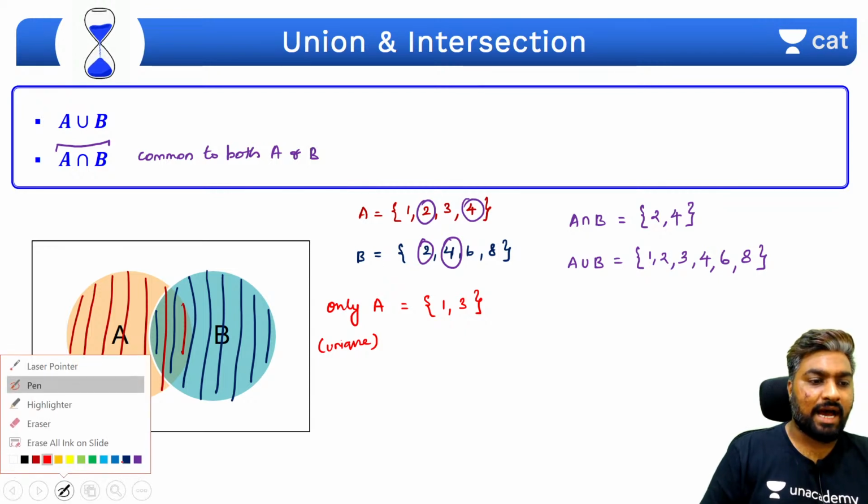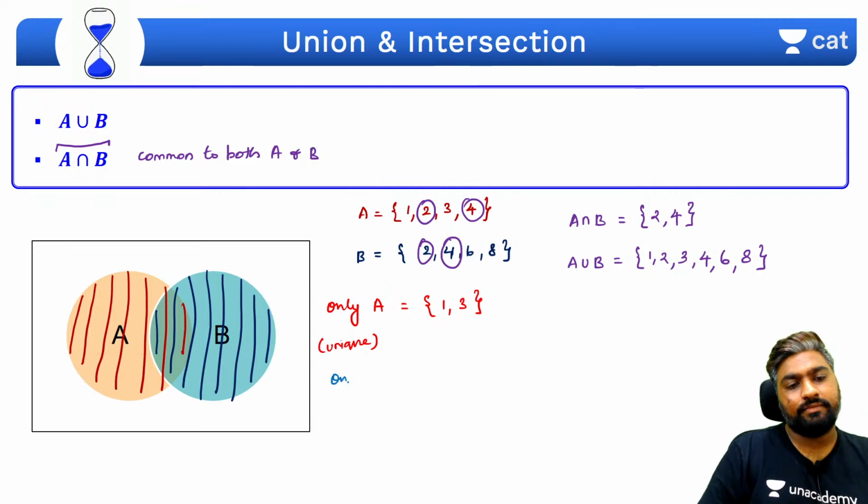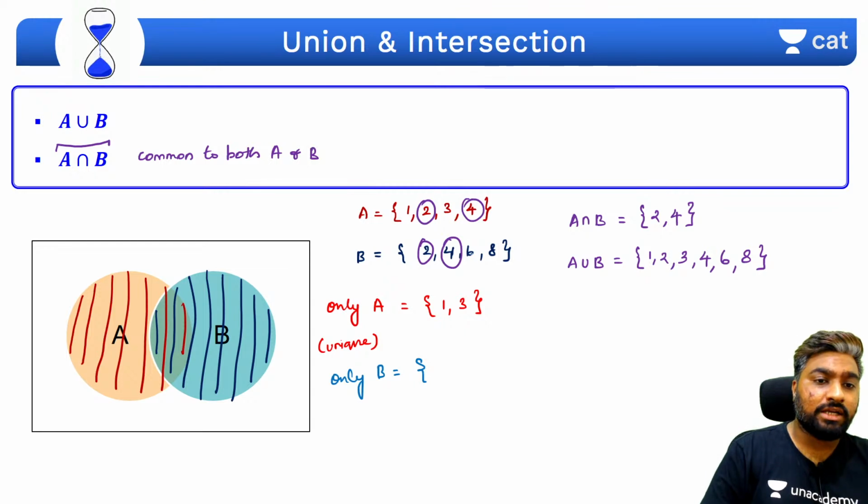Same way, if I ask what is only B, what are the terms that belong in only B? It's going to be what? Just 6 and 8. Why just 6 and 8? Because 2 and 4 also belong in A. Are you getting this, guys?